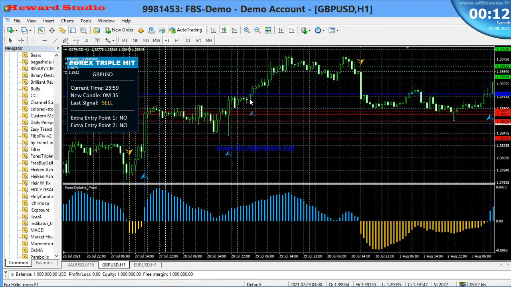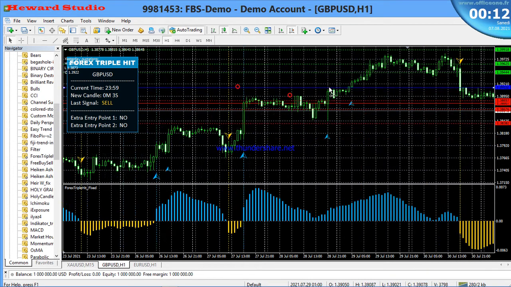When this sign showed up, here was my buy. It went and hit support number 1, hit support number 2, but wasn't able to hit support number 3. So this means that you could have made good money from here. Okay, good pips.